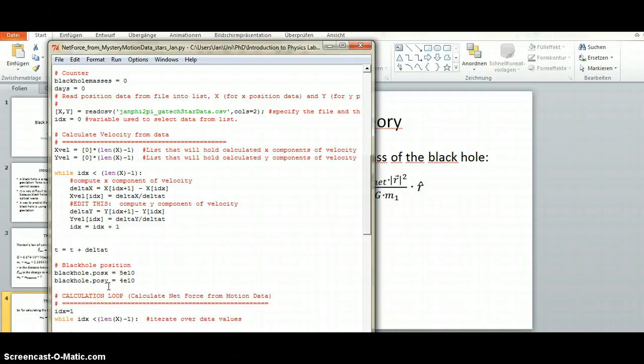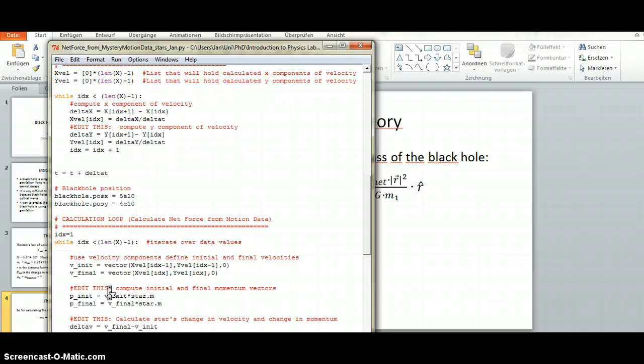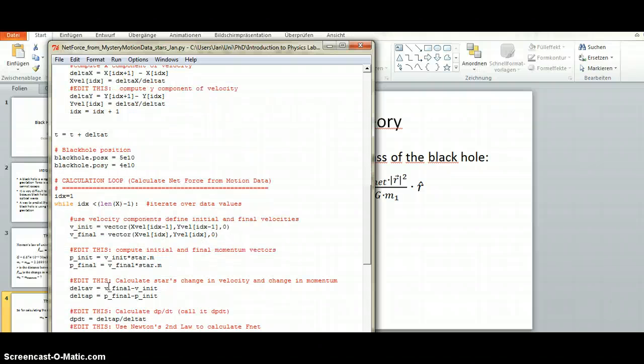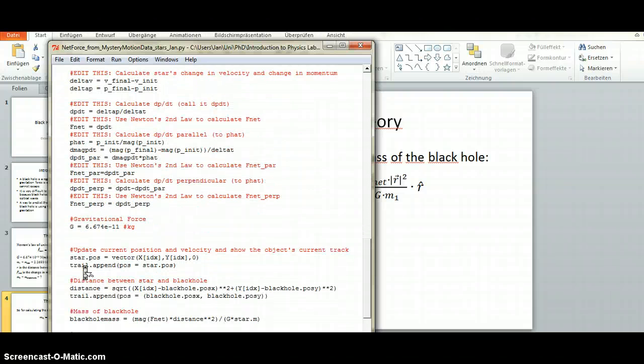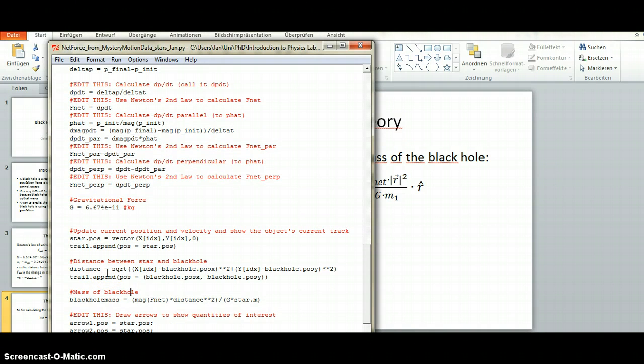So we can write the equation for the final and initial velocities as well as the final and initial momentum. With them we can calculate dv and dp as well as Fnet. The distance between the star and the black hole is given here, and there will be a trail between the black hole and the star. Finally, we can write the equation for calculating the mass of the black hole. It is shown here.